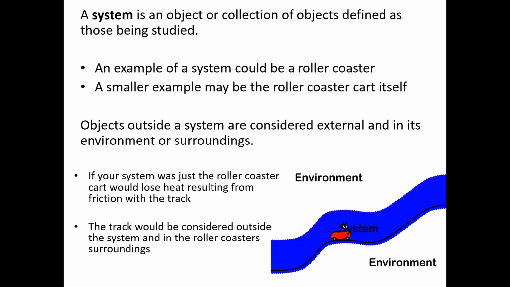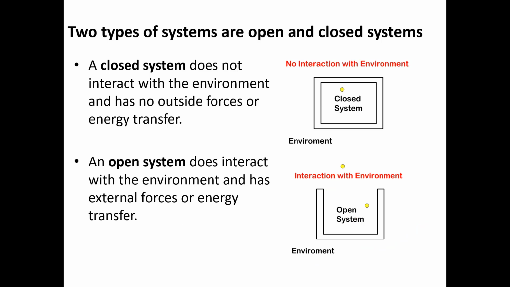So a system is an object or collection of objects designated. It's really defined by you. If you are studying a room, your system is everything in that room. If you're studying a house, your system is everything in the house. If your system is a universe, then you're studying everything. So it's as big as you want it to be, and everything on the outside is going to be considered the environment, also considered the surroundings. You might hear both terms being used.